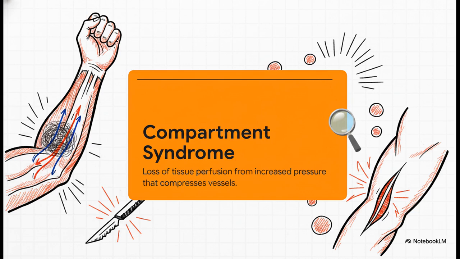The text defines this as a progressive loss of tissue perfusion caused by an increase in pressure from edema or swelling that compresses the vessels and tissues. Circulation just gets entirely compromised. And honestly, often the only fix at that point is a surgical intervention called a fasciotomy. That's where they literally cut into the tissue to relieve the pressure and restore that vital blood flow.